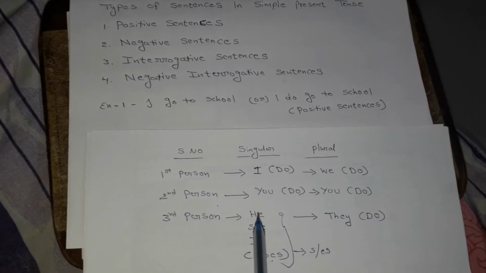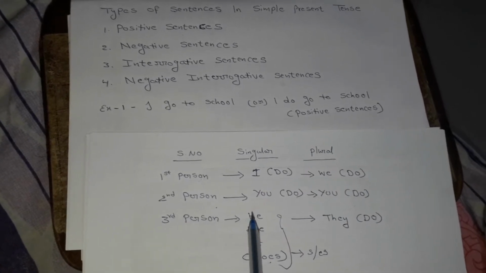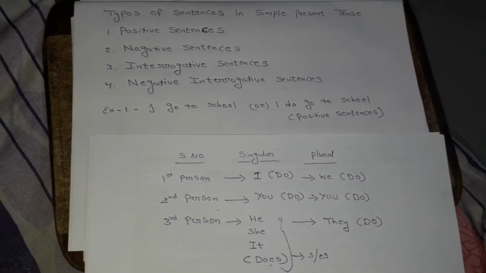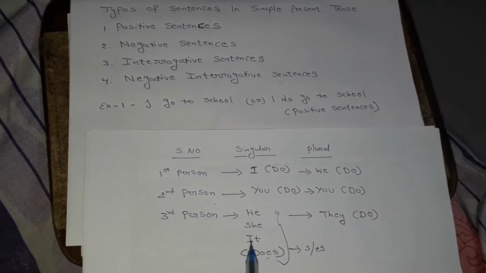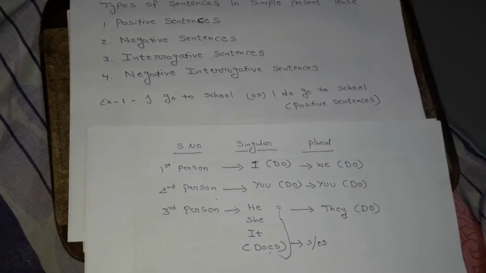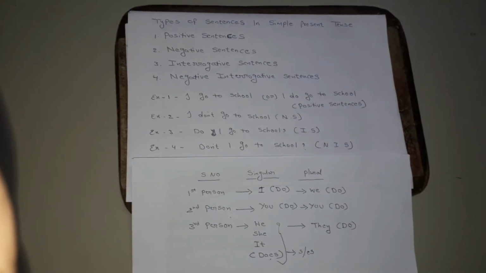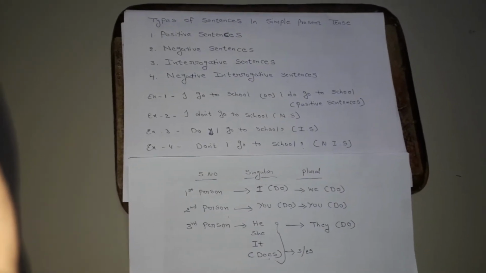When the subject is "he", then what should we take? We must take "does" after the subject he or she or it. Now example number 2, negative sentences.